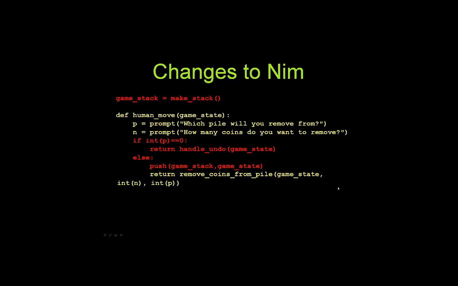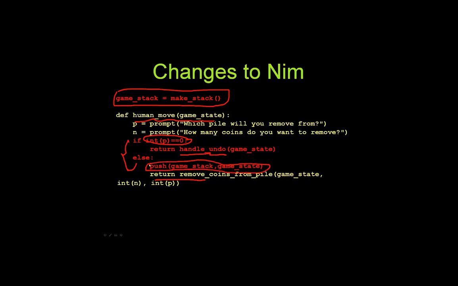Now, assume that we have already done that. Then we can make the following changes. We can create a new object called game stack. And when you ask for the human move, instead of just checking what we did earlier, we add in this condition: we check whether the move is 0. If it's 0, that means we need to go and handle the undo. Otherwise, we first keep the current state in the stack, and then we do what we did before.